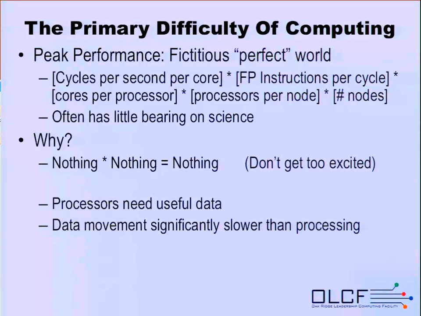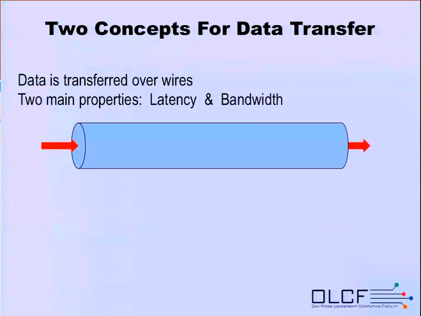Processors need useful data in order to give you something useful, and data movement is far slower than processing. We'll get more into this. Before we get there, there's two concepts I want to go over with data transfer. First, data transfers over wires before it gets into the registers for use by either the GPU or the CPU. There's two main properties to each of these wires. One is latency and the other is bandwidth.